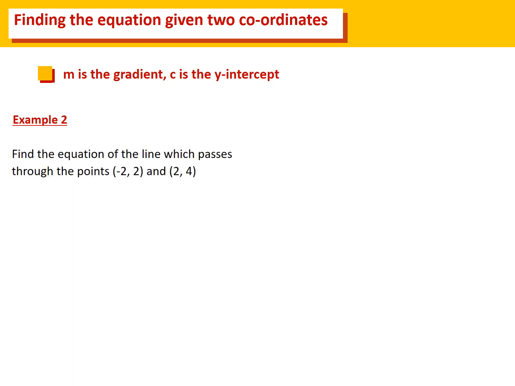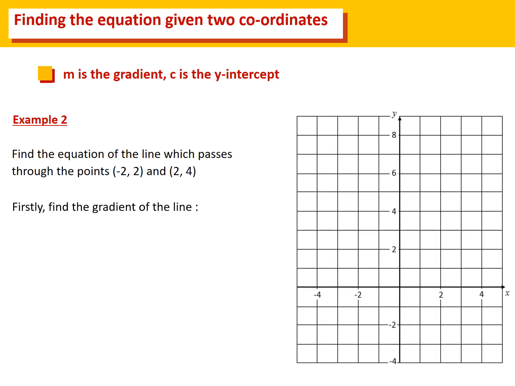In example 2, those are our two coordinates. What was the first step? Find the gradient. So from negative 2, 2 to the point 2, 4, we have to go up 2 and across 4. So the gradient is changing y divided by changing x, so that's 2 over 4. That's a gradient of a half.